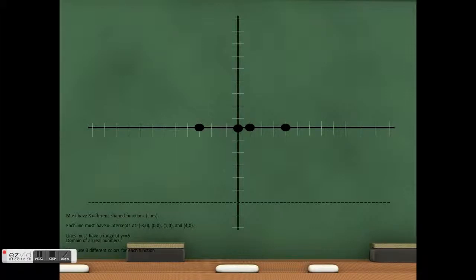Now let's draw our first line. I will use blue for our first line. As you can see, our line crosses all x-intercepts and it does not pass the range of y is greater than or equal to -6. Also, it passes the vertical line test, so we know that it is a function.